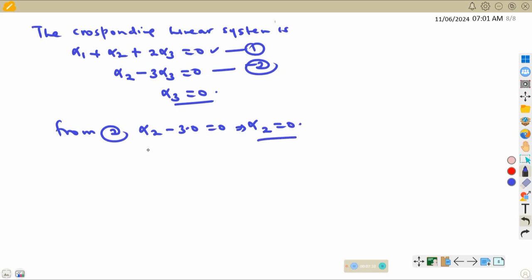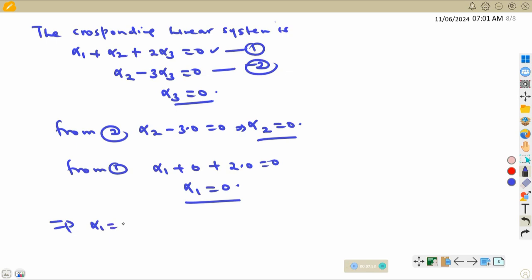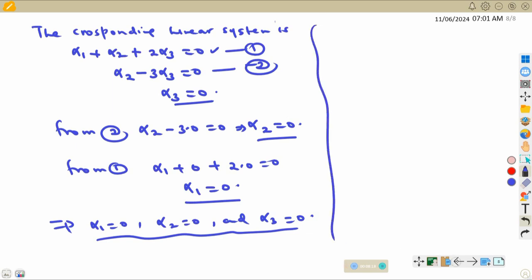So next, we shall look at equation number 1. From equation 1, we shall be able to say that alpha 1 plus 0 plus 2 times 0 is equal to 0. So alpha 1 will be equal to 0. So clearly, we have got alpha 1 as 0, alpha 2 as 0, and alpha 3 as 0. So when the only solution of the scalars is 0, then we shall be able to conclude that the vectors are linearly independent.